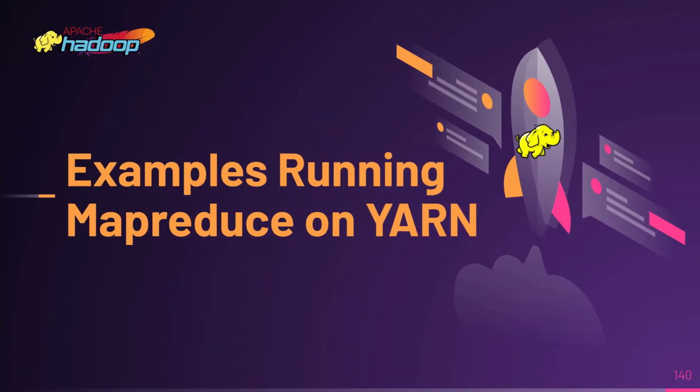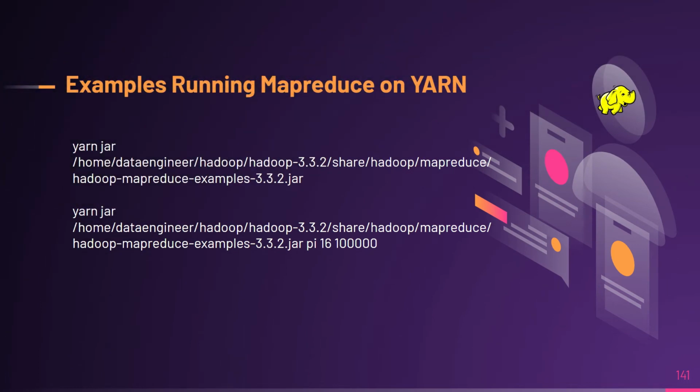Welcome back. In this section, we are going to see an example running MapReduce on Yarn. So, we will use the command yarn jar and the jar path. We are using the predefined example of Hadoop MapReduce code for this course. The jar file is available in our Hadoop 3.2 share Hadoop MapReduce directory.